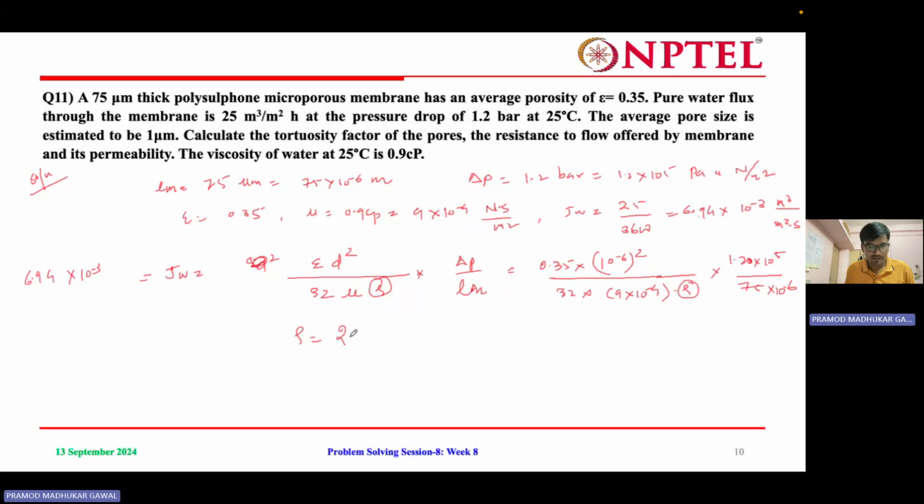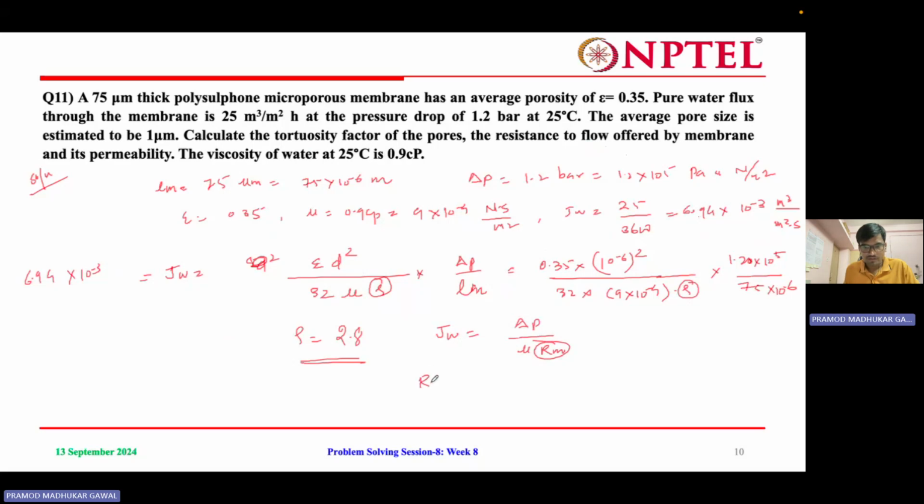It's 2.8, right? Now the tortuosity factor is calculated. Now the resistance to flow offered by the membrane, right? So based on the Darcy law, JW is equal to delta P by mu RM. So all the quantities are given, so you have to calculate the RM.